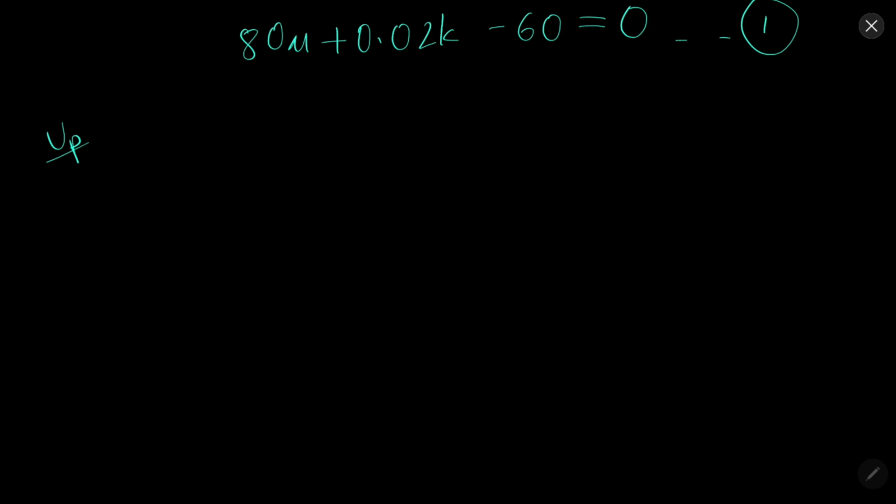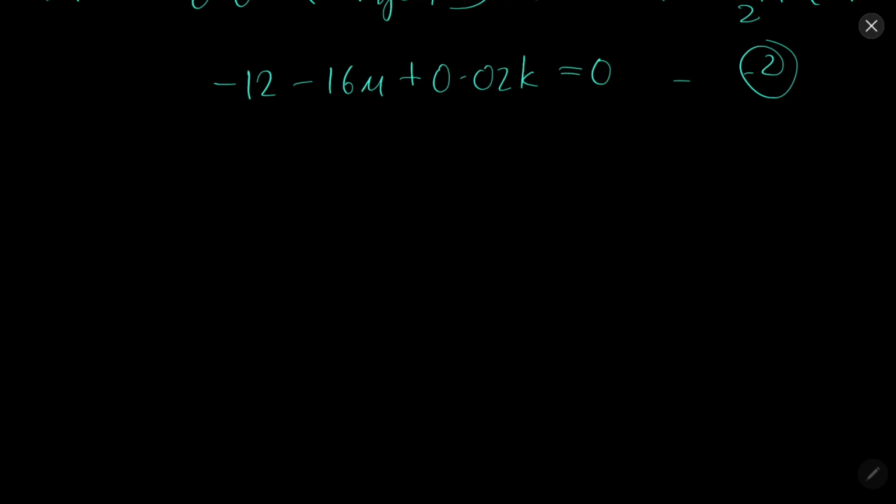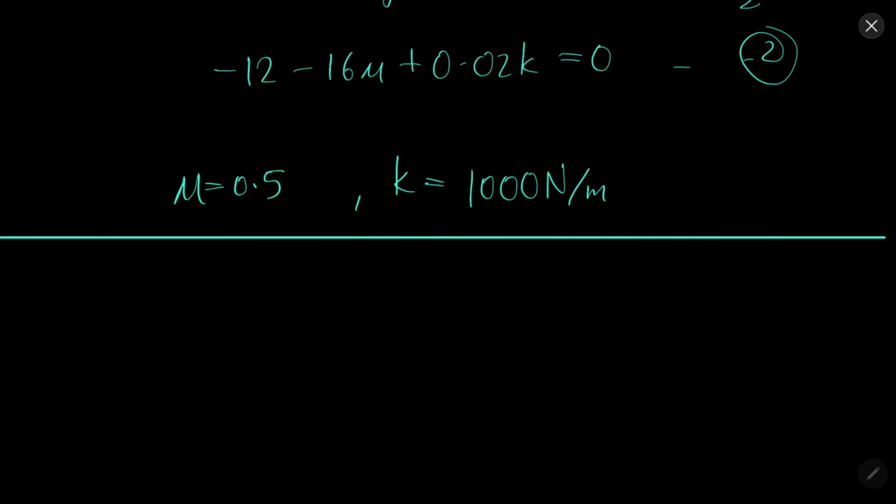And for upward motion, we will have a similar situation. This equation will be there. So after solving this, you will get minus 12 minus 16 mu plus 0.02 k equal to 0. This is equation 2. So from equation 1 and 2, mu will be equal to 0.5 and k will be equal to 1000 Newton per meter.